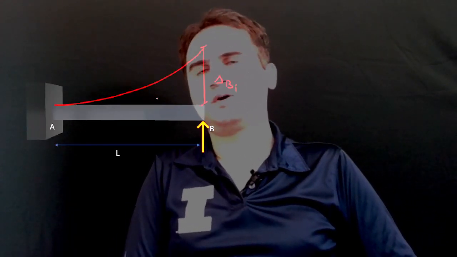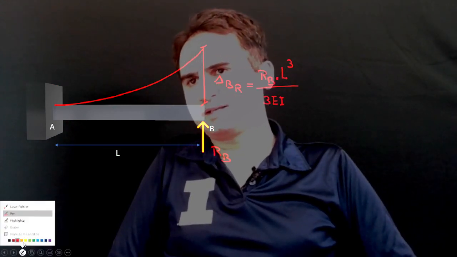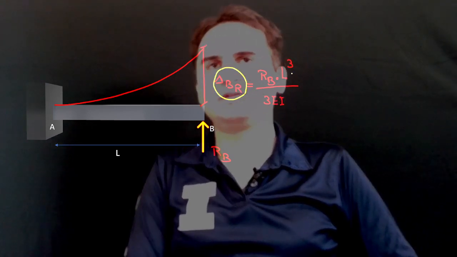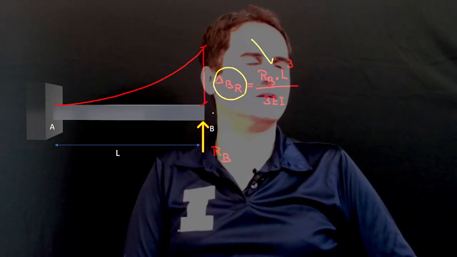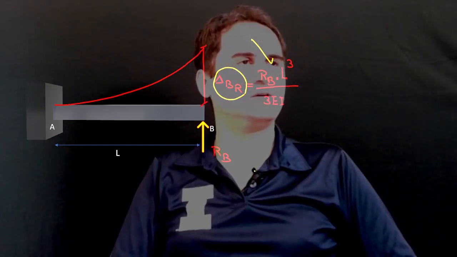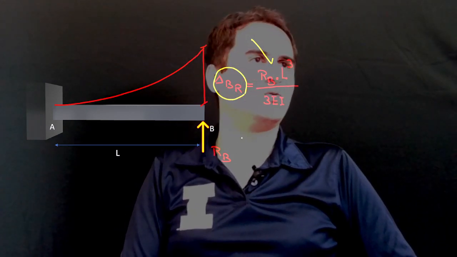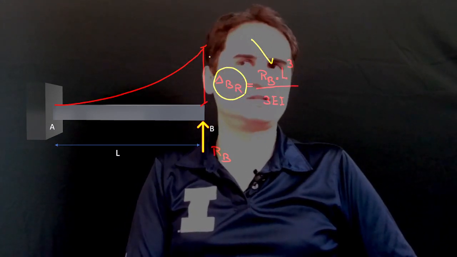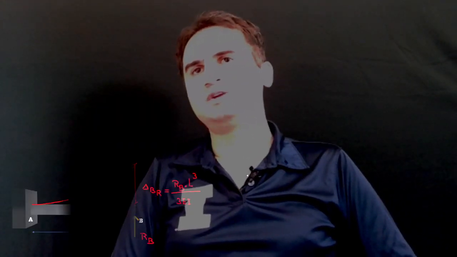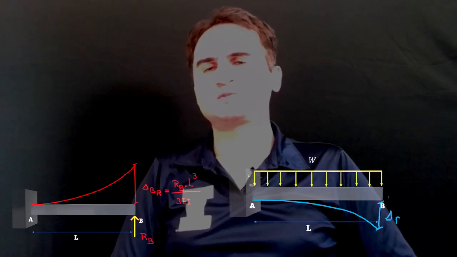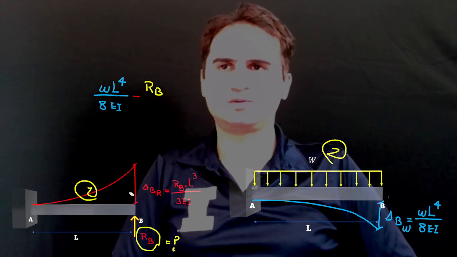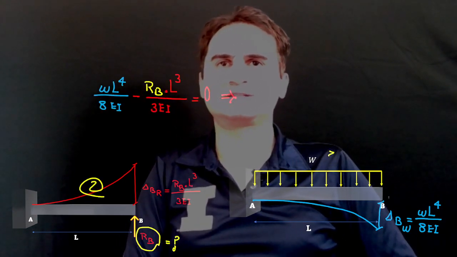Let's jump to the other part. If we draw the second part, you can easily see delta R is equal to RB L cubed over 3 EI. You can calculate it with the moment area method, the integration method, Castigliano's method, or you can just read it out from the chart. As soon as you have delta B and RB, you equalize the two equations from both parts. This is the first equation, the first beam, this is the second beam, doesn't matter.